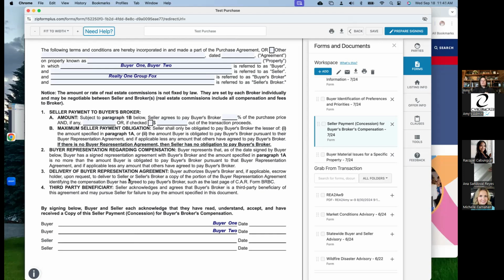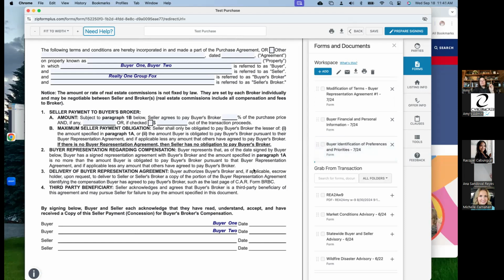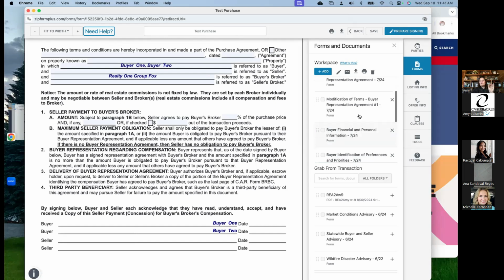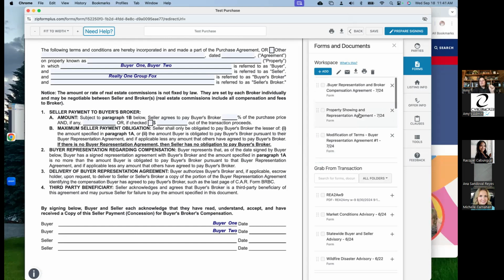Delivery of buyer representation agreement. If we're going to send the SPBB, a copy of our BRBC needs to also be included. Now, keep in mind that we only have to include the portion of the BRBC that indicates the amount of commission. So if you had a modification of terms adjusting the commission amount, just attaching that modification of terms is fine.